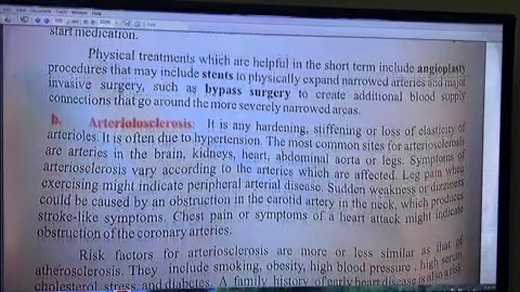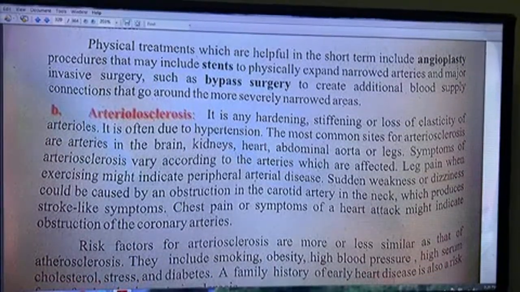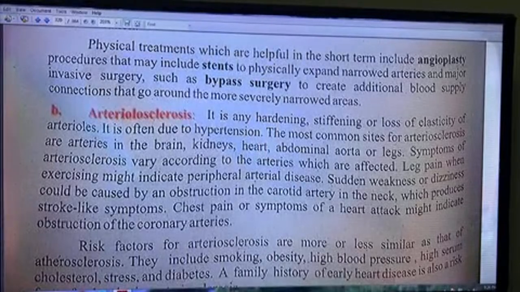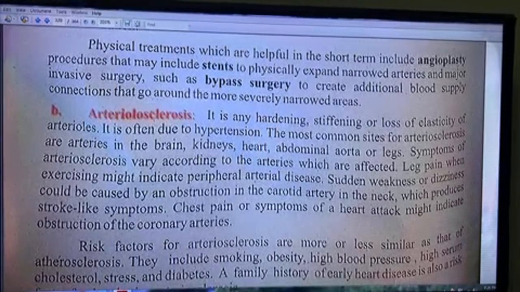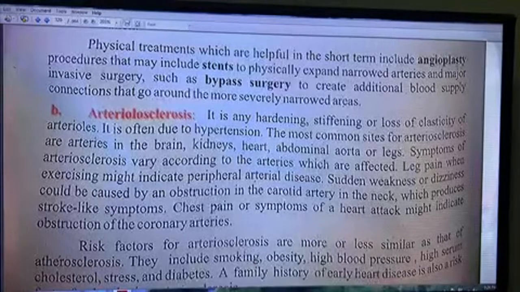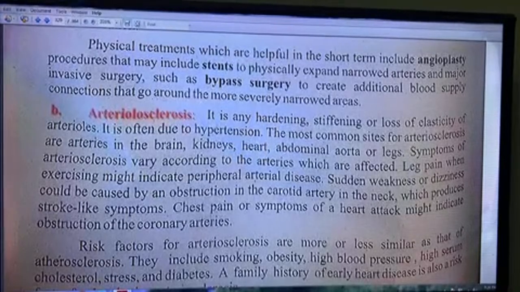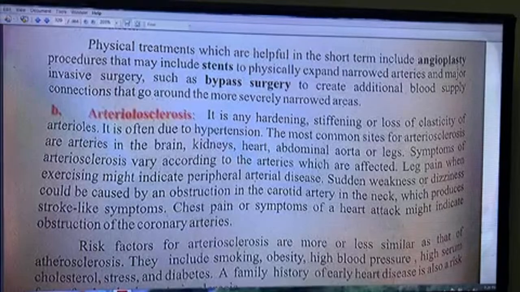Physical treatments which are helpful in the short term include angioplasty, a procedure that may include stents to physically expand narrowed arteries, and major invasive surgery such as bypass surgery to create additional blood supply connections that go around the more severely narrowed areas.